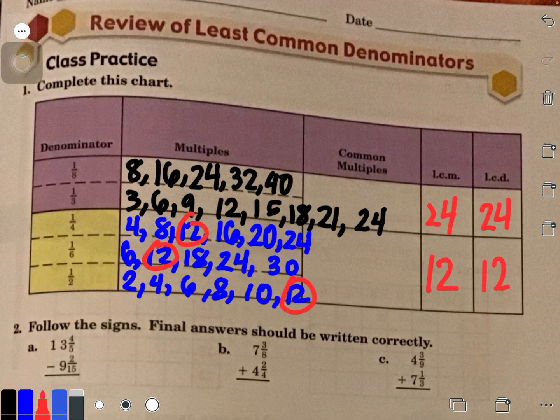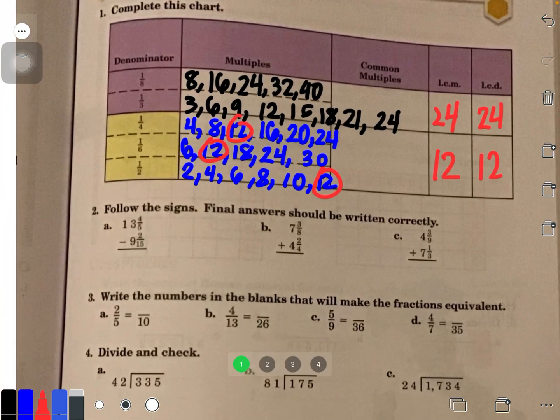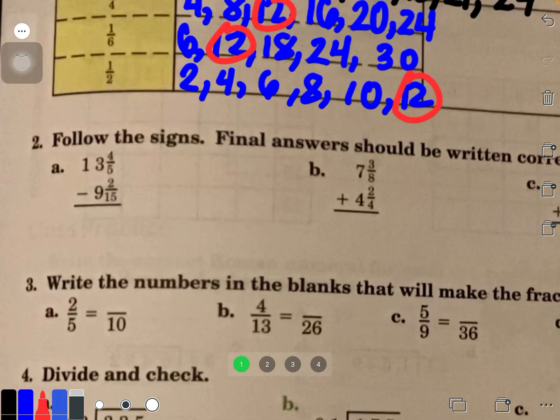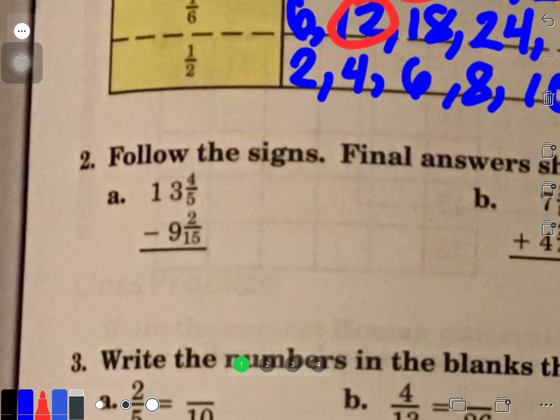Alrighty? Now let's use what we just learned for number 2. I know we went over this yesterday. It was kind of lengthy and maybe confusing, but again, with more practice, we'll get there, okay? So I've got 13 and 4/5, take away 9 and 2/15. I cannot do 5 take away 15, obviously. So I take a look at the denominators and I notice they are different. 5 and 15, so that means I have to find their least common denominator.